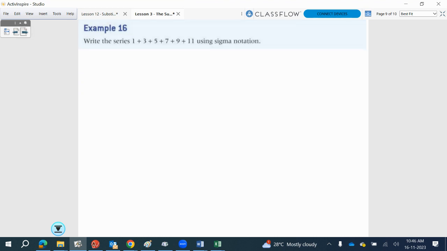Okay, have a go at this question. Sigma notation. Have a go at this one. 1, 2, 3, 4, 5, 6.